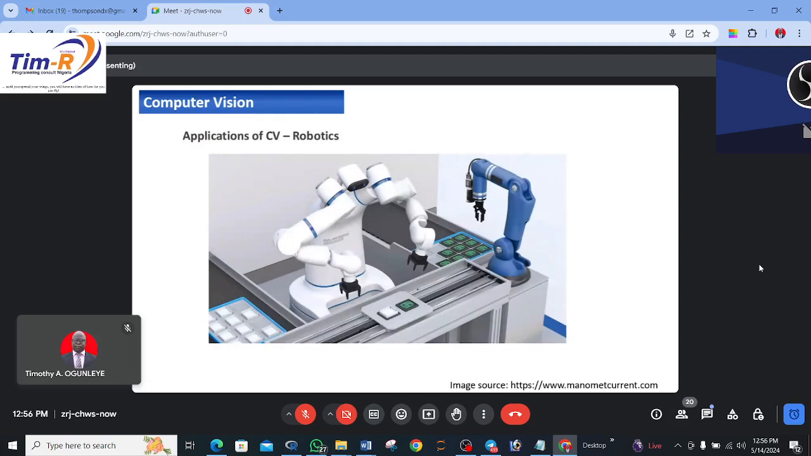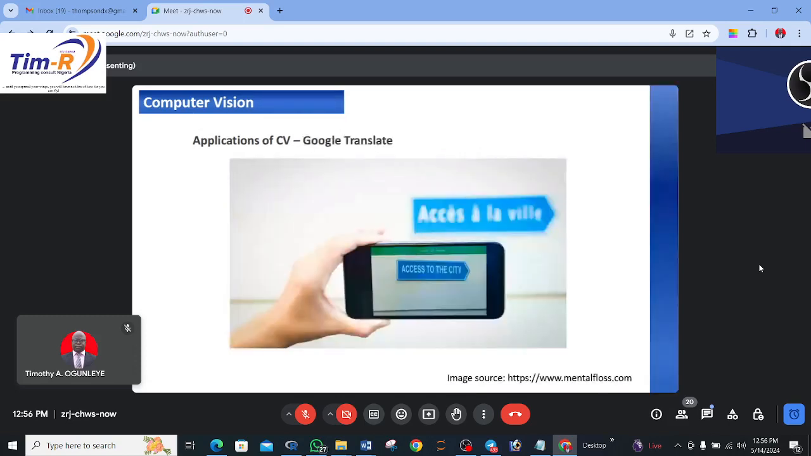So in the food industry and a lot of things like that, and so on and so forth. So it has more application in the industry. So another one is Google Translate.